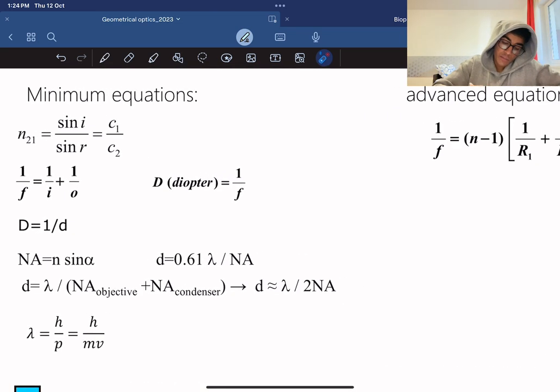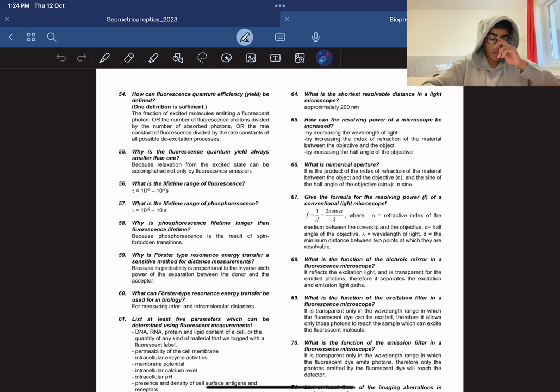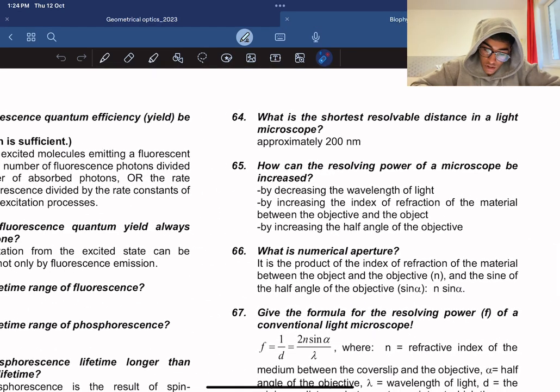Okay, guys, these are the minimum equations that we need to know. I hope I explained this to you. Let me look at the minimals now. What is the shortest resolvable distance in a light microscope? Approximately 200 nanometers. Pretty simple, guys, self-explanatory.